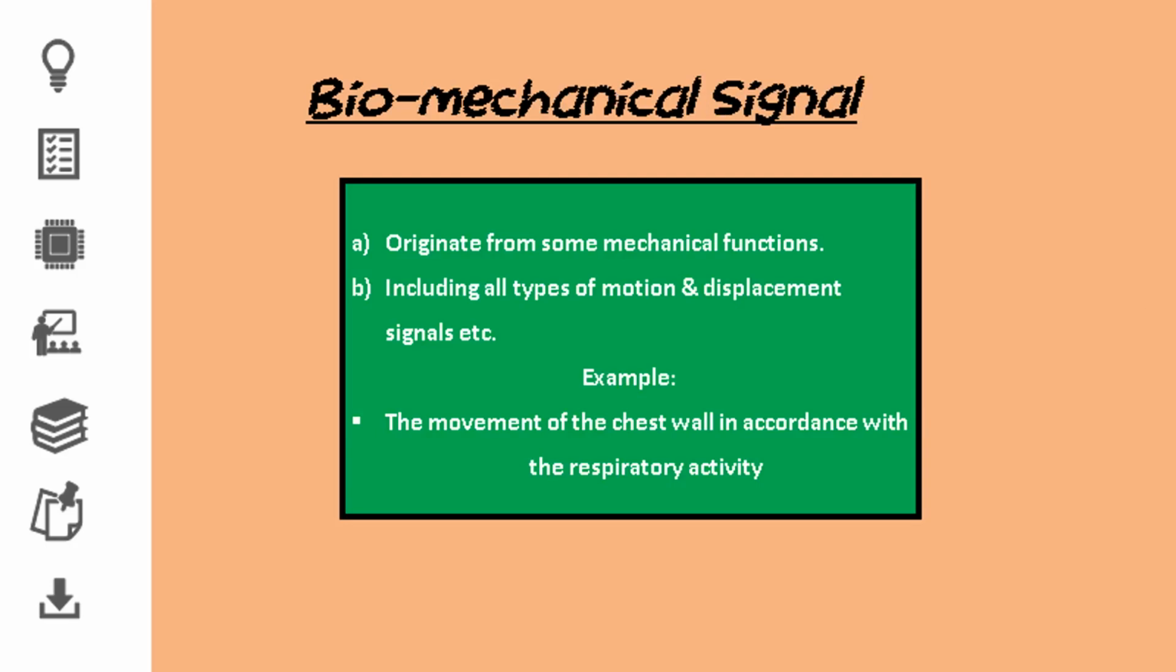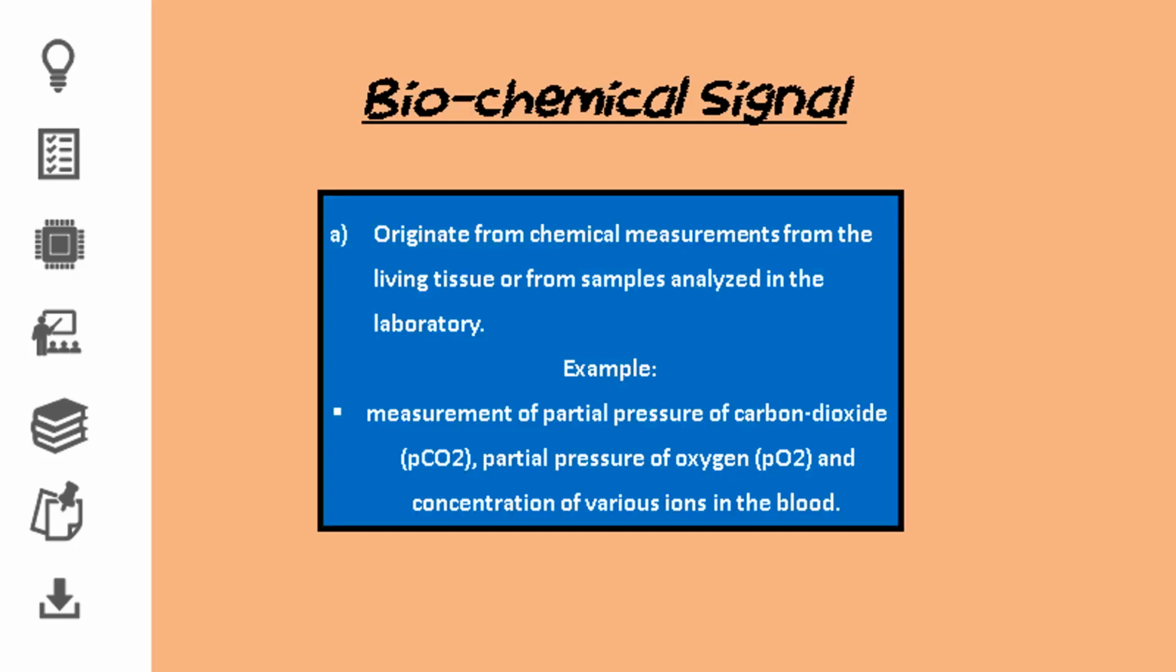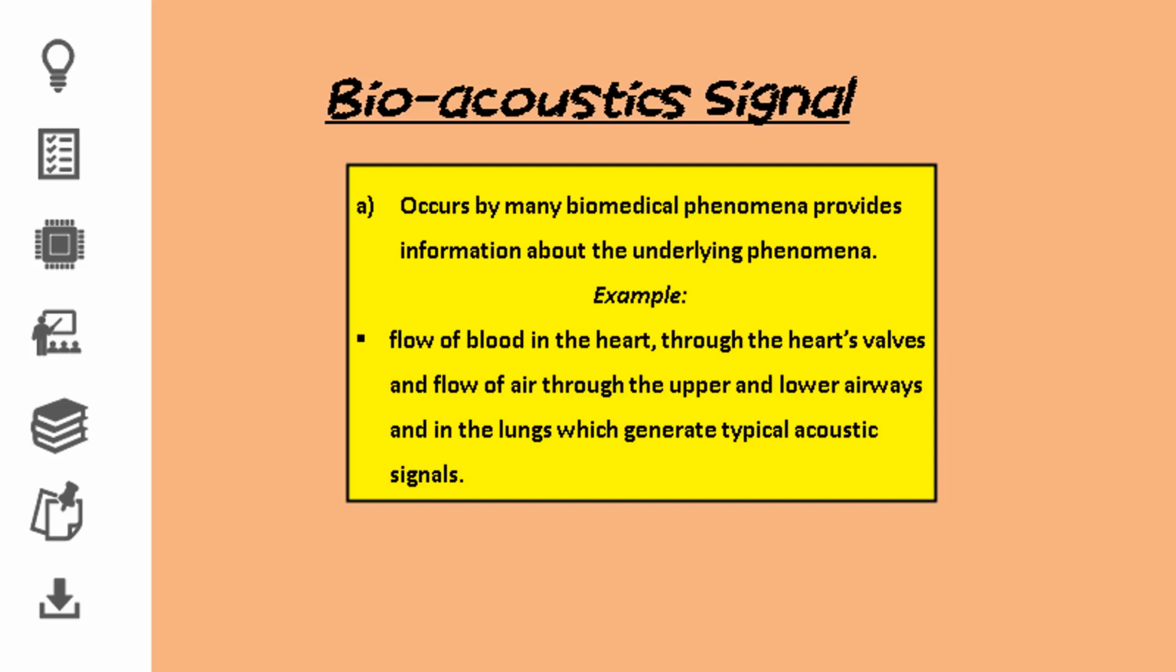They include all types of motion and displacement signals, pressure and flow signals, etc. Example: the movement of the chest wall following the respiratory activity. Biochemical signals: the signals which are obtained as a result of chemical measurements from the living tissue or samples analyzed in the laboratory. Example: measurement of partial pressure of carbon dioxide, partial pressure of oxygen, and concentration of various ions in the blood. Bioacoustic signals.